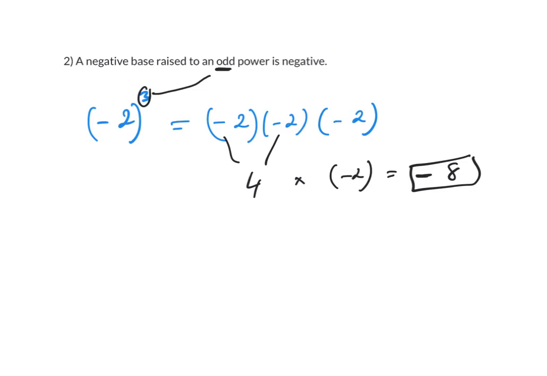If I have, for example, negative 1 to the 5, the answer is going to be negative 1. Why? Because 1 times itself 5 times is going to be 1 anyway, but the answer is going to be negative because the exponent is odd.